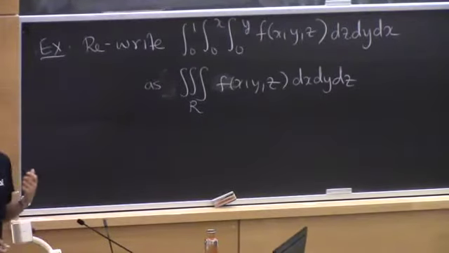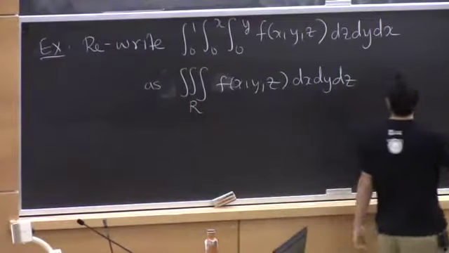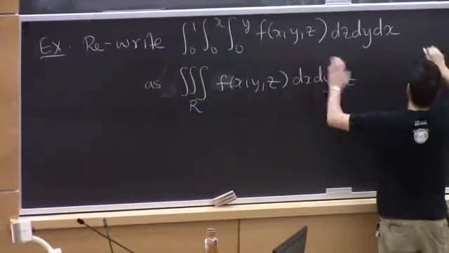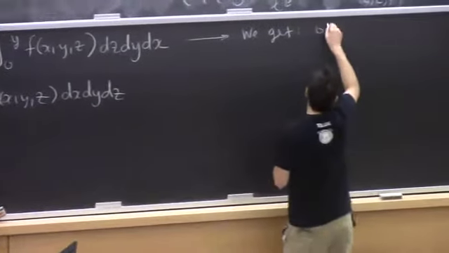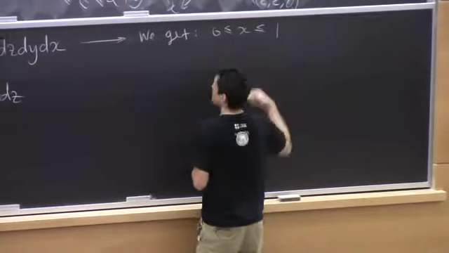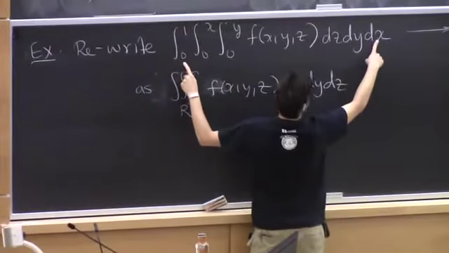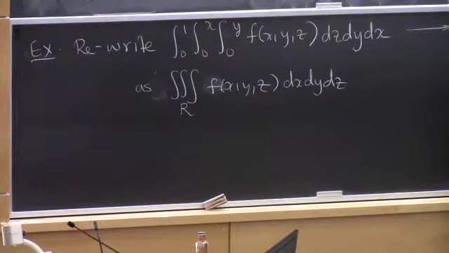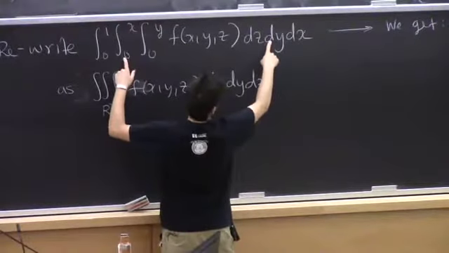Okay, so the first thing to do with these is to understand the order that you're given. So from the order that we're given, we get the following facts. We get 0 is less than x is less than 1. Then we get 0 is less than y is less than x.